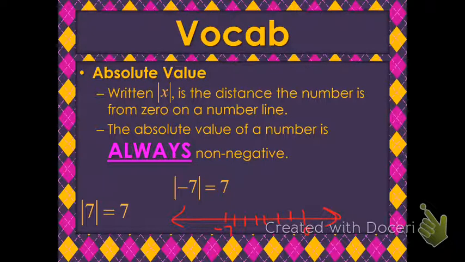Now, the reason we say non-negative instead of positive is because there is one special case. For example, if I gave you the absolute value of 0, that's just 0 because 0 is 0 spaces away from 0 on a number line, and 0 is neither positive nor negative.